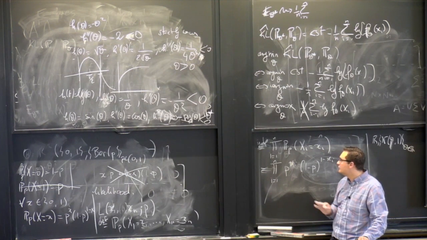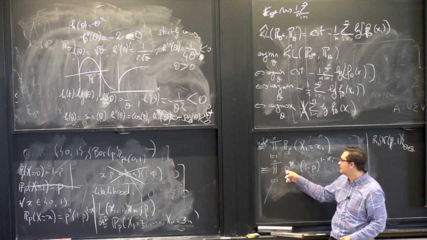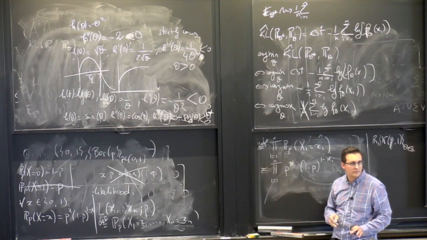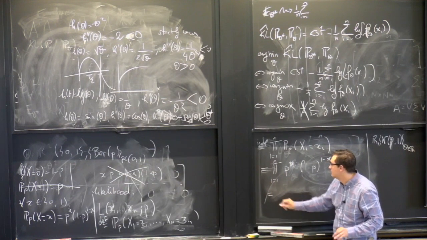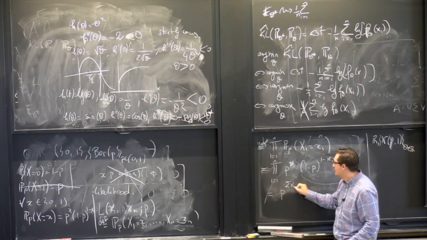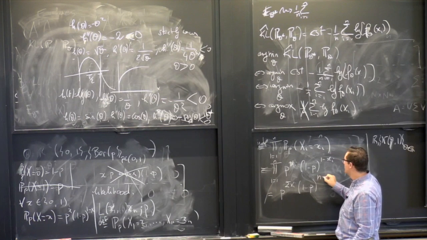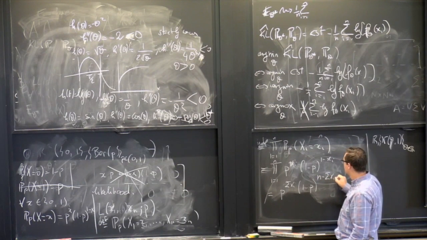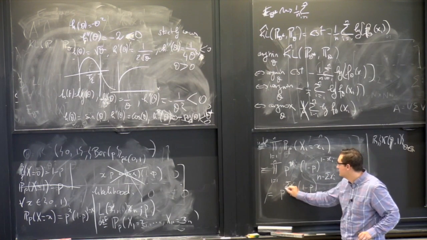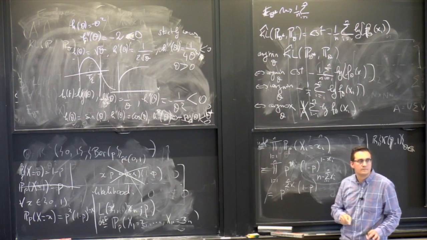And so now I'm just taking the products of something to the xi. So it's this thing to the sum of the xi's. Everybody agrees with this? So this is equal to p to the sum of the xi, 1 minus p to the n minus sum of the xi. Okay?